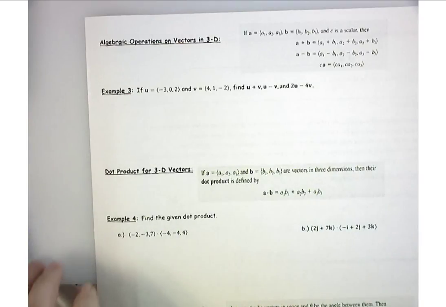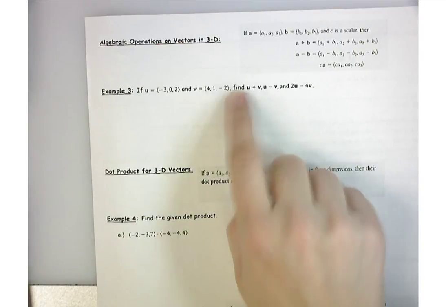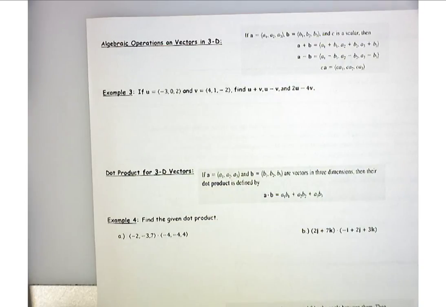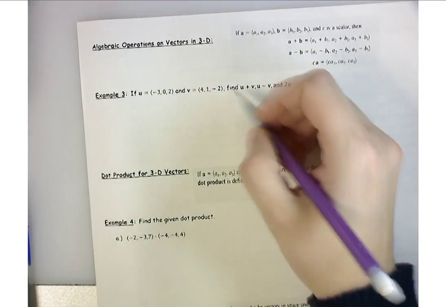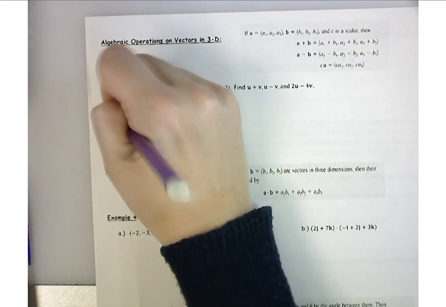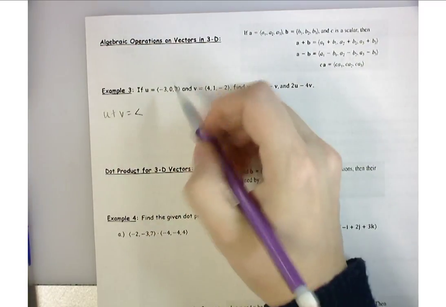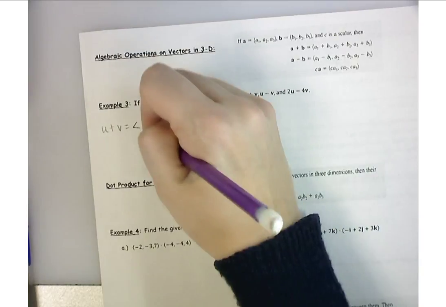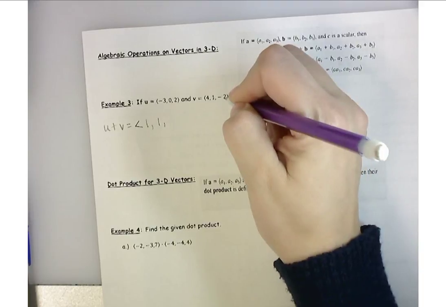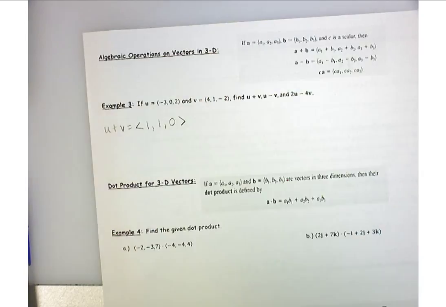So for example 3, we're given u and v, and then we have to find u plus v and u minus v, and then 2u minus 4v. Okay, so I'd like you to try those by yourself. And then if you get stuck, you can follow along with me. Okay, so when you're doing the u plus v, you're just going to add these components together. And this is going to be a vector. So negative 3 plus 4 is going to give you 1. 0 plus 1 is going to give you 1. 2 plus negative 2 is going to give you 0.